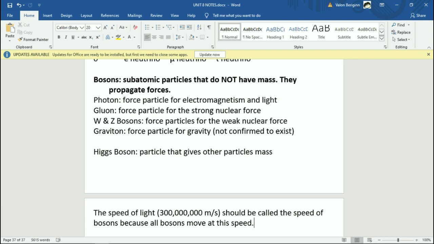So all of these move at the speed of light. Again, you should probably say speed of bosons. And one thing that's interesting, and this gets into relativity, we'll talk about this more tomorrow, is that remember these don't have mass, right? The Higgs boson does not interact with any of these. So one way to think of it is the speed of light is actually the speed of no mass. If you do not have a mass, you move at the speed of light.